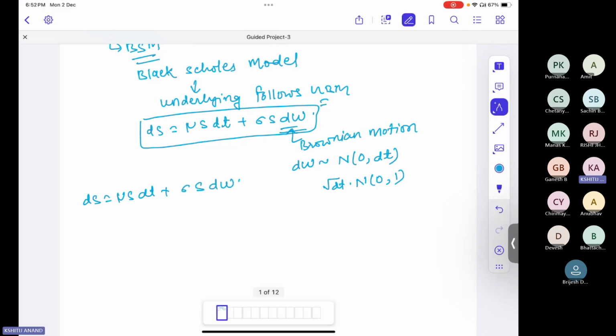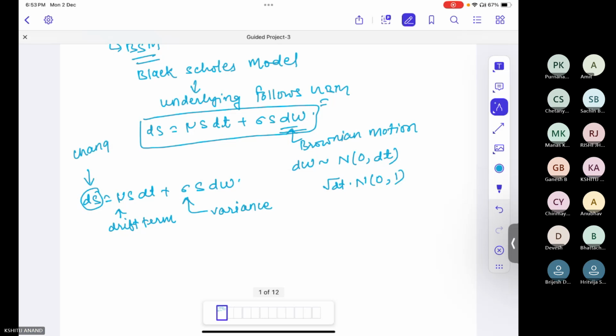Here mu is the drift term, and this sigma is the variance term, a term related to variance or volatility. Now you can see that dS is nothing but the change in stock price. The option will always be on an underlying, right? Here we are assuming the underlying is a stock, so this is the change in stock price, in how much time? In time dt.